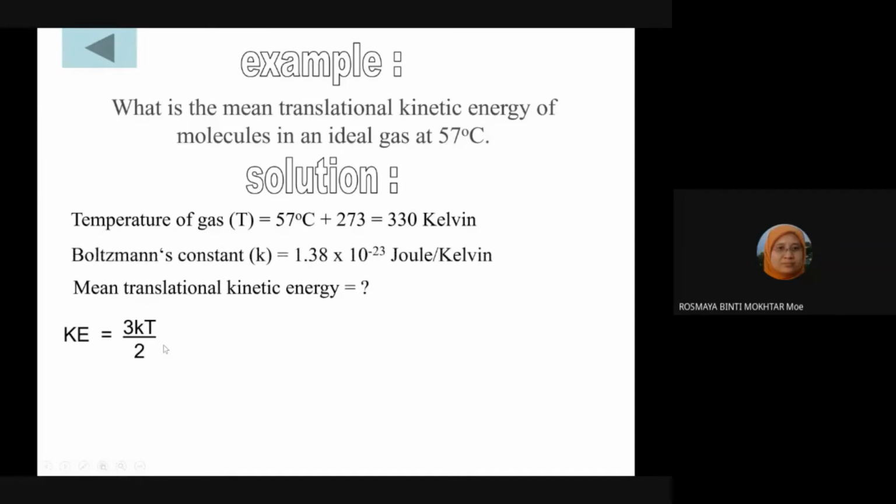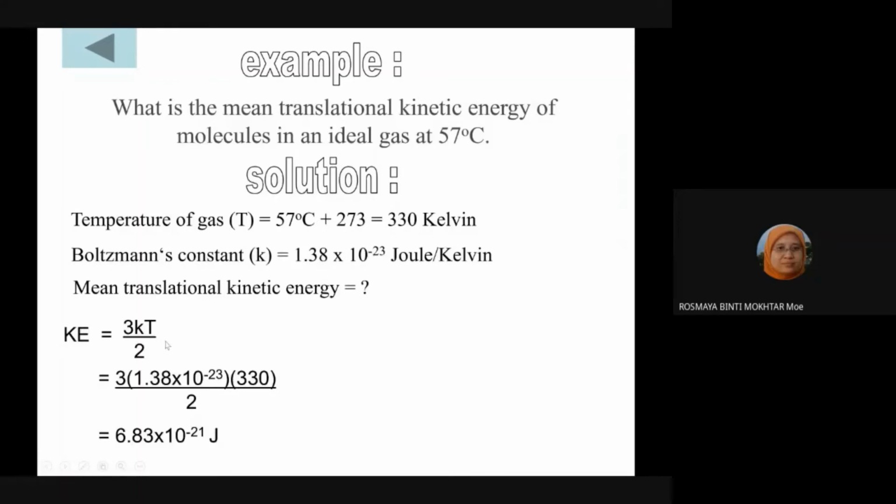Okay, so the Boltzmann constant is 1.38 times 10 to the power of negative 23 joule per Kelvin. You substitute into the equation here with the temperature 330. So you get the answer 6.83 times 10 to the power of negative 21 joule. So this is the mean translational kinetic energy.